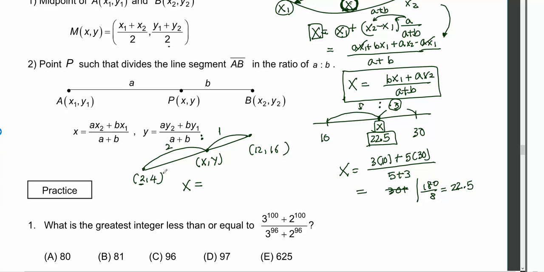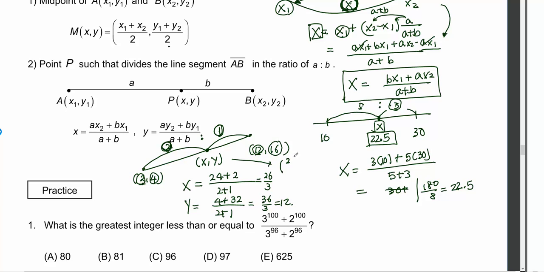So the x coordinate can be obtained. Talking about a first, x is a first. So 2 plus 1 is 3. Now what about the numerator? 2 times the x coordinate 12 is 24, plus 1 times the other x coordinate 2, that is 26 over 3. That is the x coordinate of this point. What about the y coordinate? Same as this. 2 plus 1 is 3. 1 times 4 is 4. 2 times the y coordinate 16 is 32. So the y coordinate is 36 over 3, which equals 12. So this coordinate is x is 26 over 3 and y is 12. That's the point.